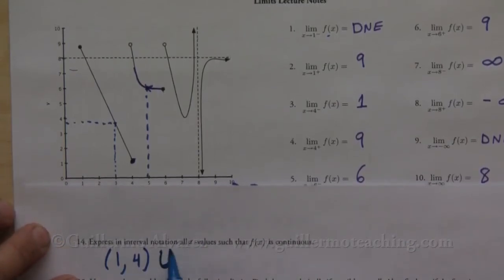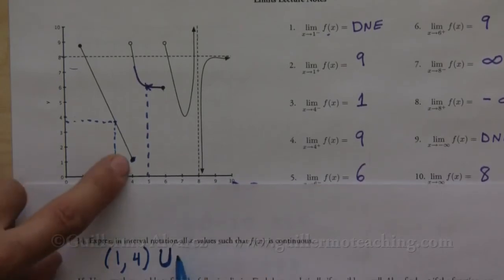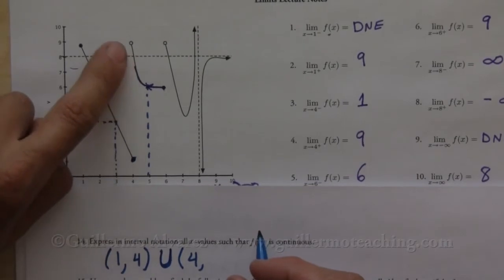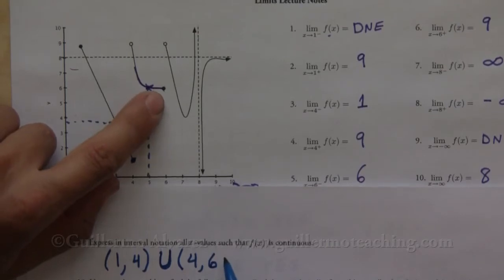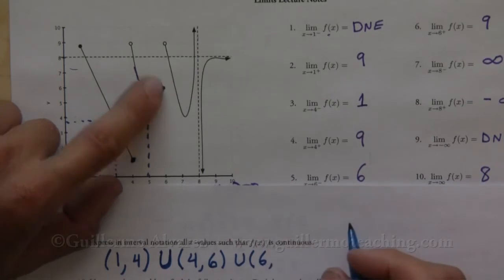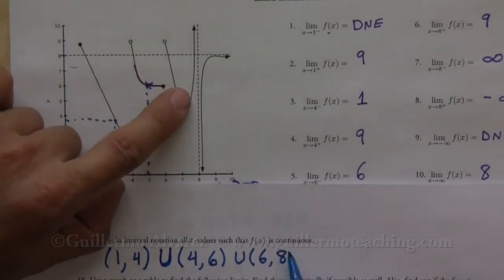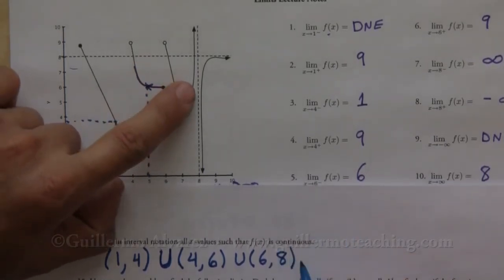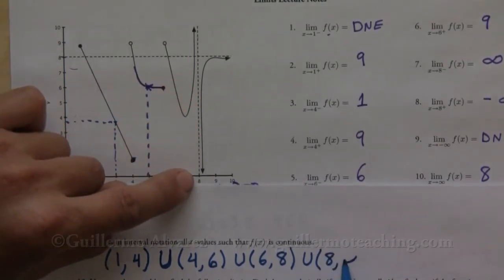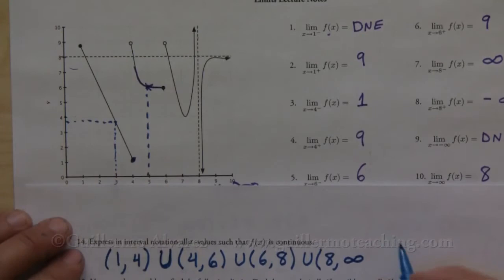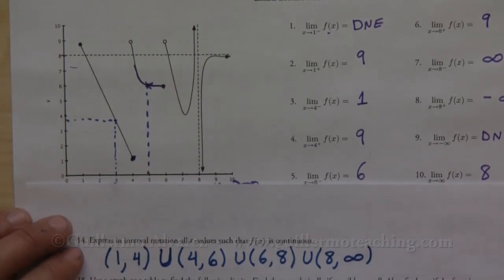And we're going to join that with, now we start back up at 4, because after 4 it's continuous, but not including 4, all the way to 6, where we have another discontinuity. And then from 6 we're going to go all the way up to 8, where we have another discontinuity. And then from 8 on, 8 all the way to infinity, the function is continuous.